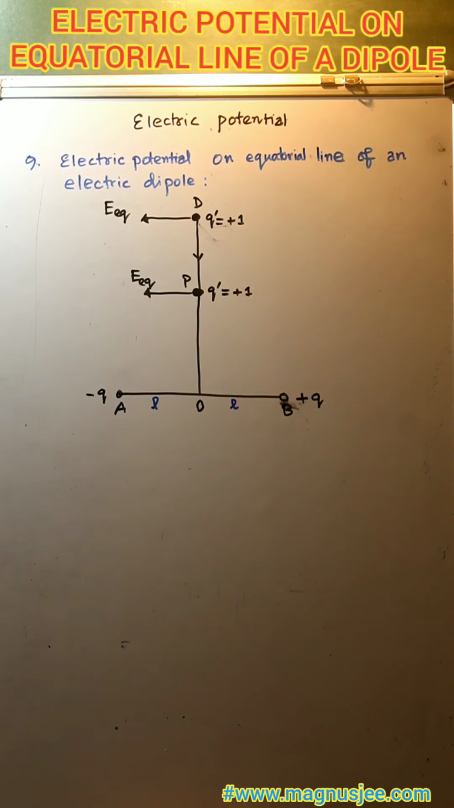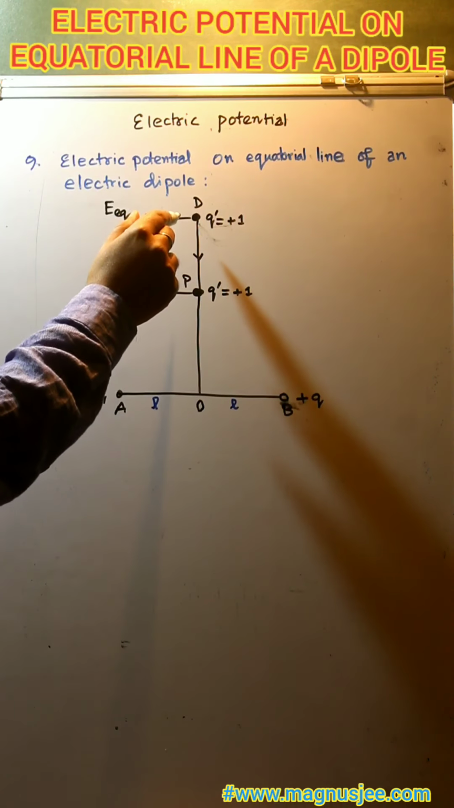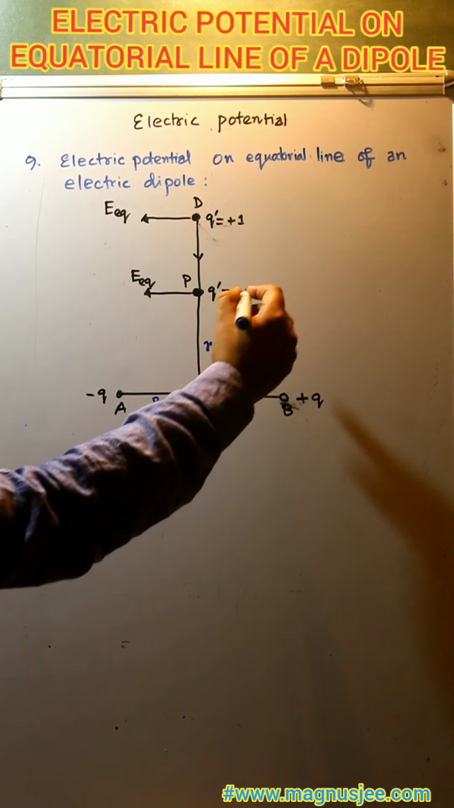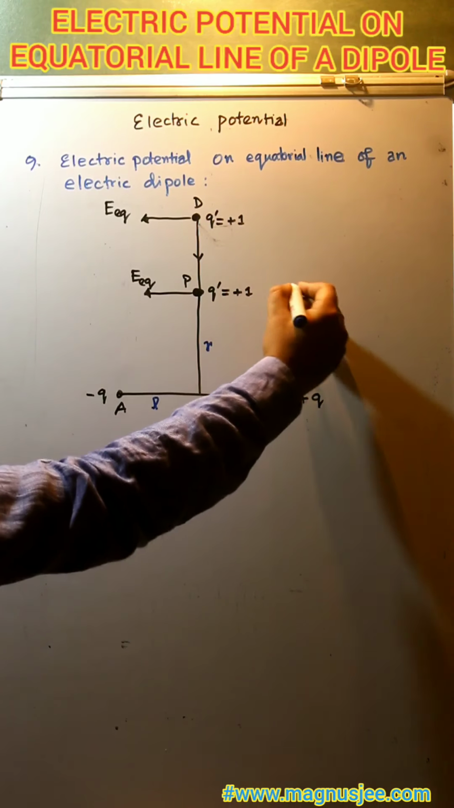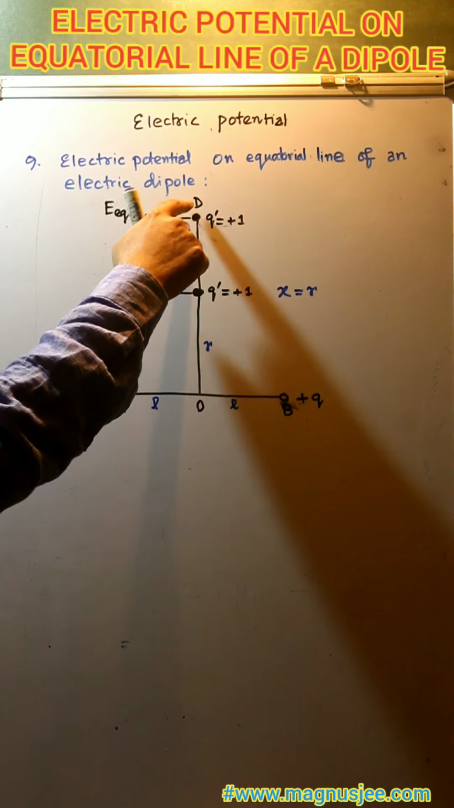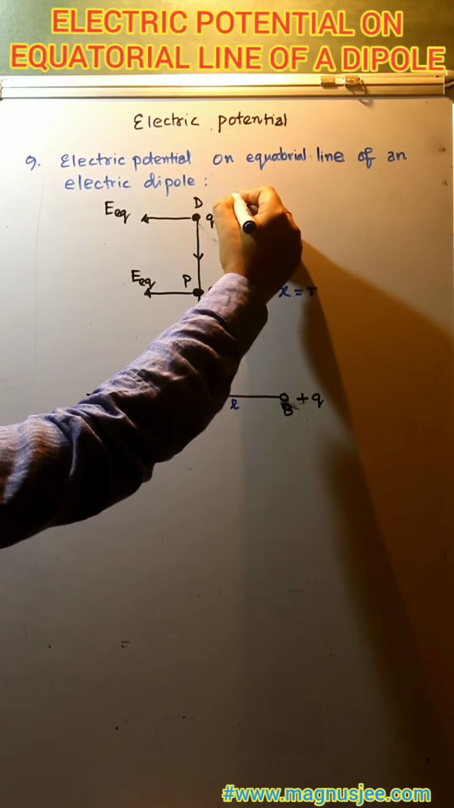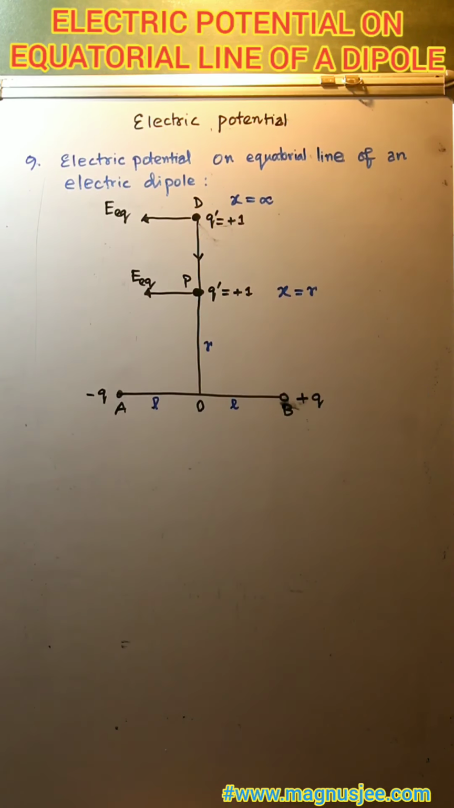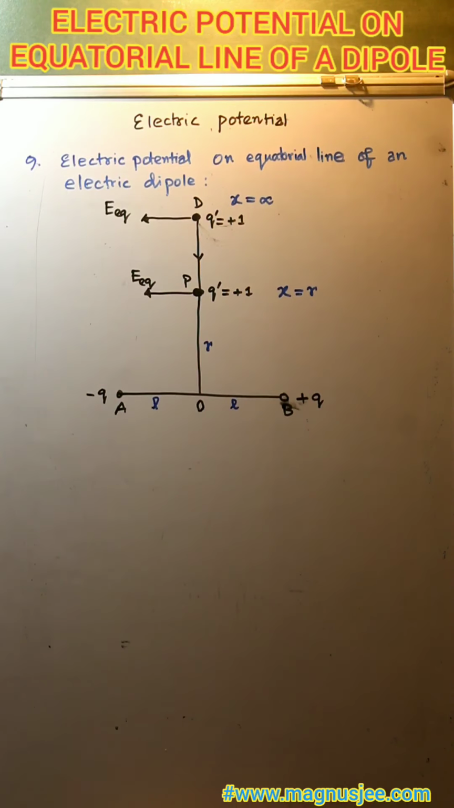They are separated by a distance 2L, and we consider this equatorial line, and P is a point at a distance R. So the distance of the point P from the midpoint O is R, x is equal to R, and the distance of the point at infinity from the midpoint O of the dipole is x equal to infinity, and R is the distance of the point P from O.